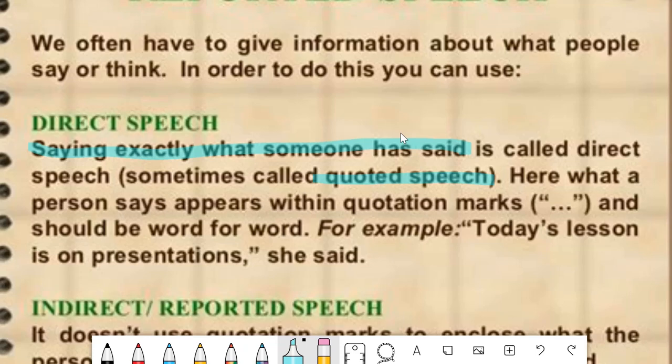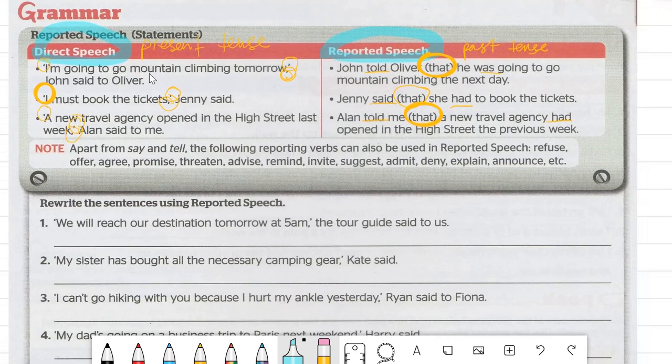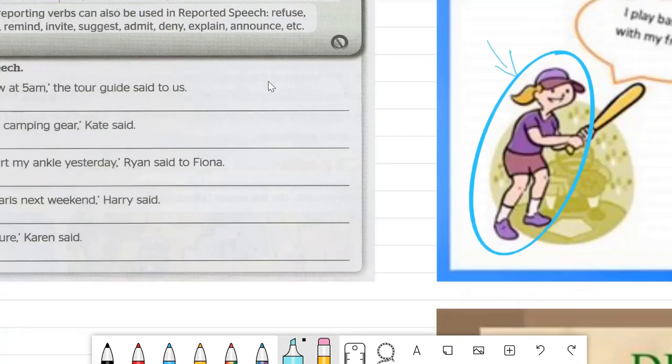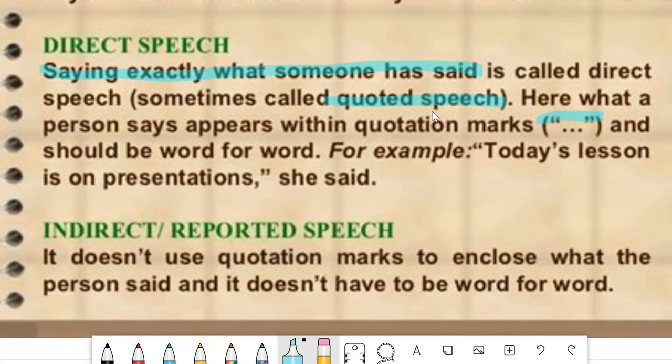Here, what a person says appears within quotation marks, meaning that direct speech forms have quotation marks and should be word for word. Word for word means like this: "I'm going to go mountain climbing tomorrow." This is what is meant by word for word. For example, "Today's lesson is on presentations," she said. This is what is meant by word for word.